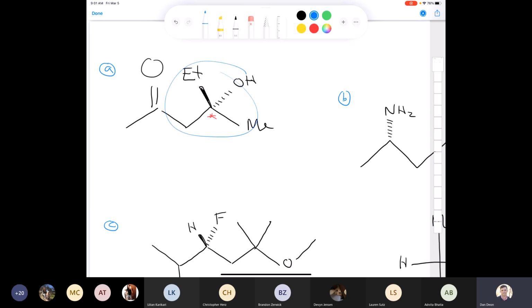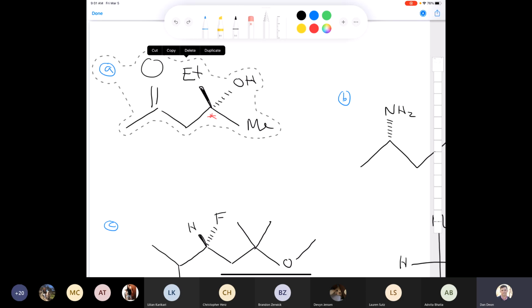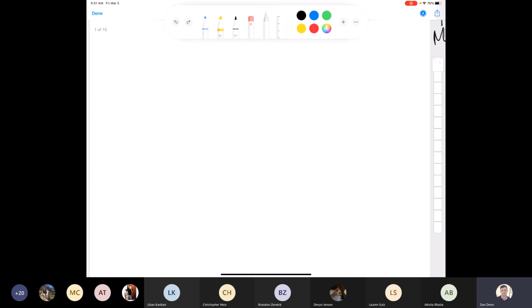First thing I noticed about that stereo center, it doesn't have a hydrogen attached to it, does it? But remember, the lowest priority group is going to be behind us, okay? So there's a couple of ways that we could tackle this one, and I'm going to copy the whole thing because I think I'm going to need more room. There we go. So copy. I'm going to move it down here so I have lots of space to draw. Okay, here we go.